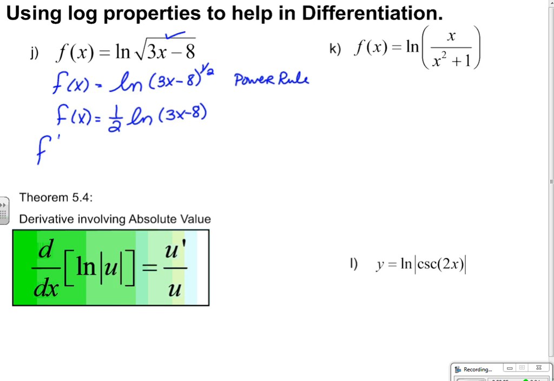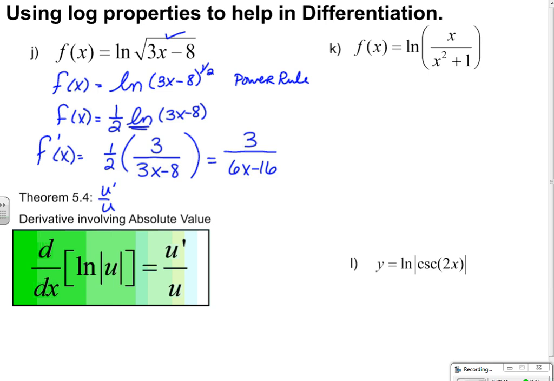Okay, so f prime of x. Well, like before, if I've got a multiplier, I can just kind of let it sit out front, can't I? So I'm going to have 1/2 times the derivative of natural log, the outer function, which is 1 over 3x minus 8. On top, because in my mind I've got u prime over u, I've got the derivative of 3x minus 8, which is simply 3. My final answer, I could say, is 3 over 6x minus 16.